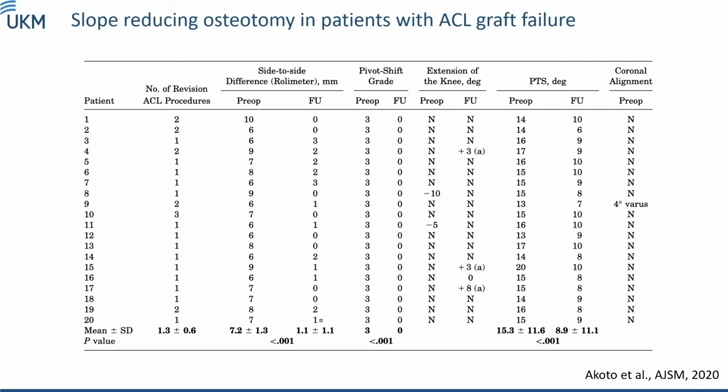This is one study evaluating the clinical effect of a slope-reducing osteotomy in ACL revision surgery on 20 patients, and they found that after a slope-reducing osteotomy and combined anterolateral tenodesis, the side-to-side difference, as measured using the rollimeter, was almost zero. Furthermore, the authors described a slope reduction from 15 degrees to about 9 degrees post-operatively.